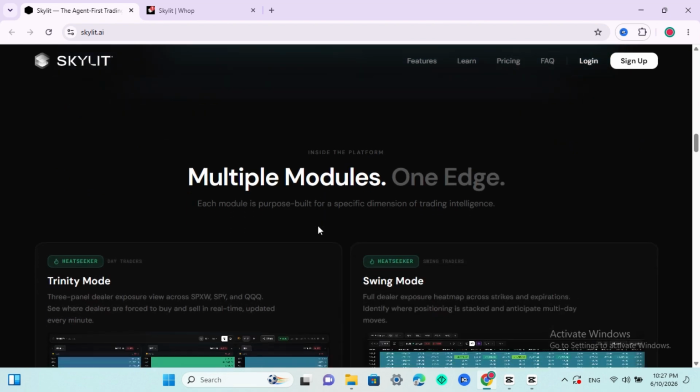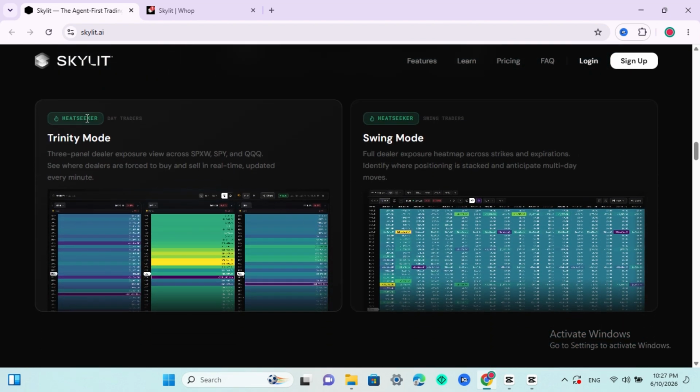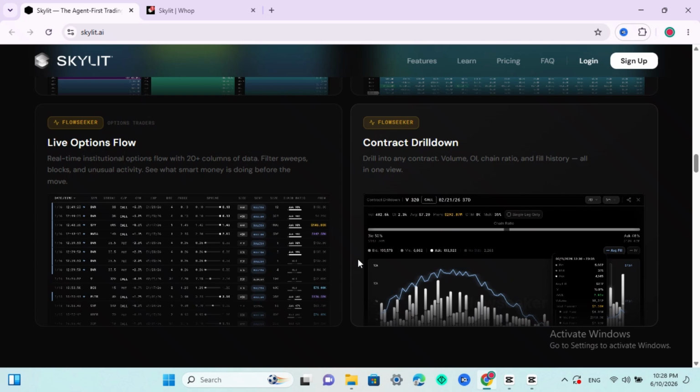Let's start with the first tool inside the platform, Trinity Mode. Designed specifically for day traders, this tool displays 3 panels simultaneously for the SPXW, SPY, and QQQ markets, highlighting areas of buying and selling pressure. If you prefer swing trades that last several days, Swing Mode offers a completely different perspective. This tool displays a heat map that highlights areas of concentrated options activity and different expiration dates. This helps you identify regions that may experience strong price movements in the coming days.